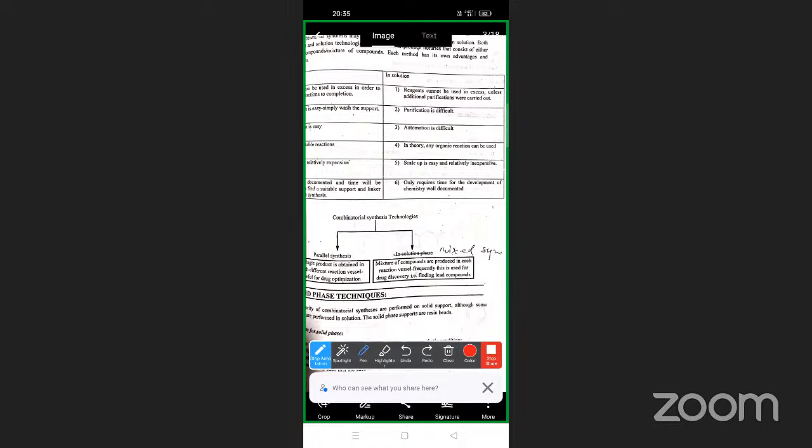Okay, right. So for the drug optimization, this combinatorial synthesis is very useful here. In this drug optimization, all the products obtained by this combinatorial method of synthesis are taken up for the screening. For example, we produced 1,000 molecules by combinatorial synthesis, and we go with the 1,000 molecules for the screening.